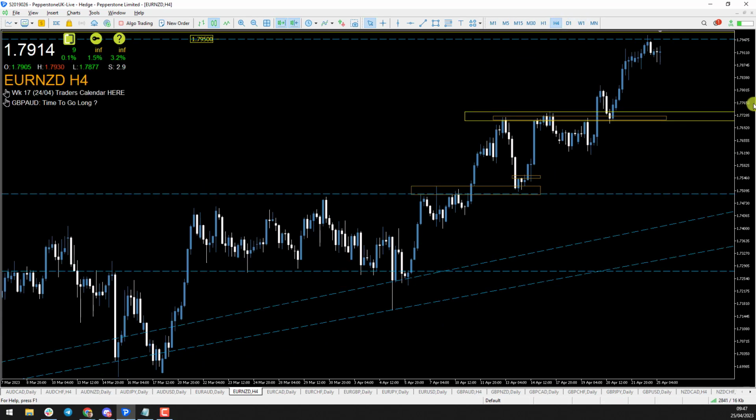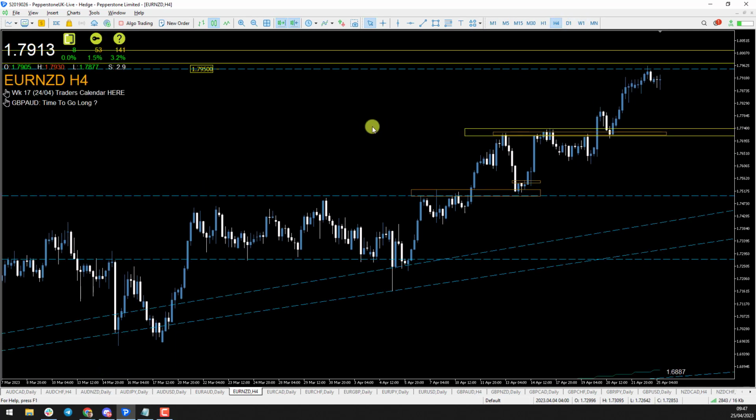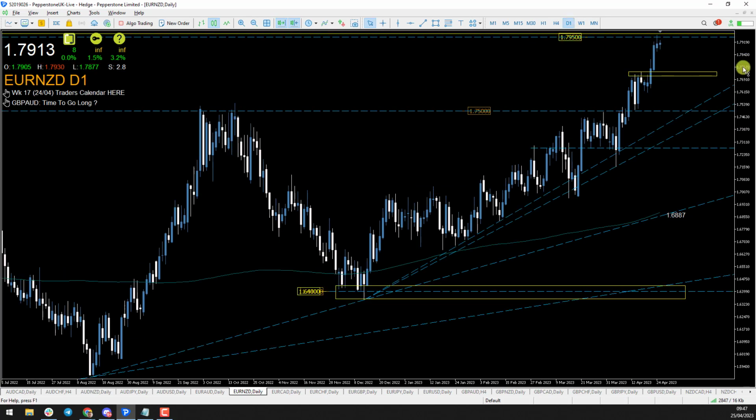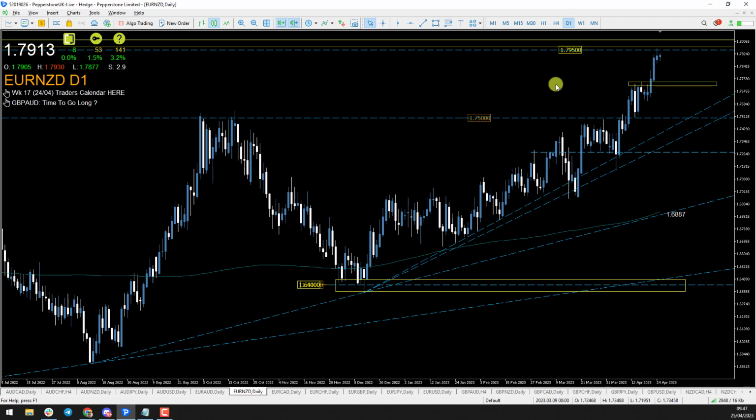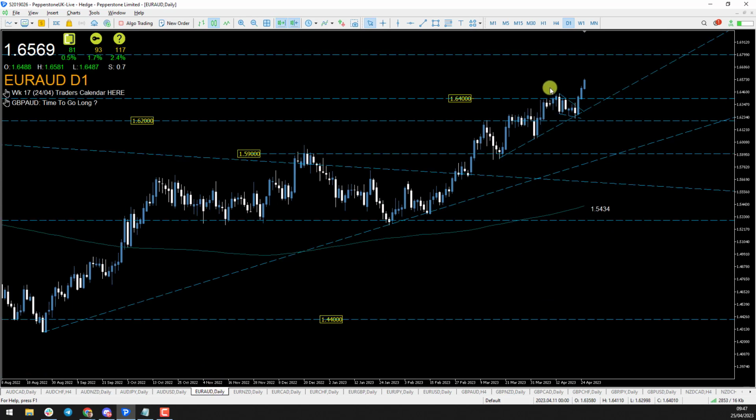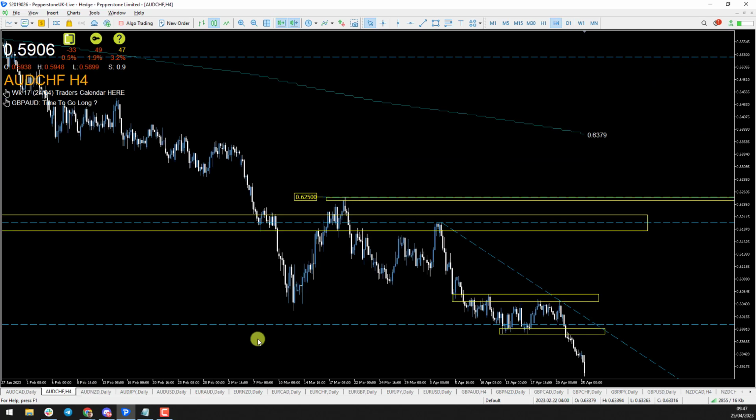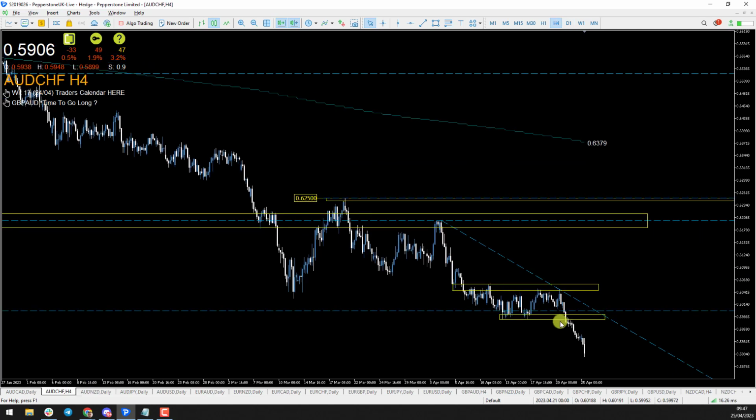But really speaking, Euro Aussie is the one that I like the most from a higher time frame perspective. You've also got to take into consideration the fact that we've got the Australian dollar being fairly weak at the moment, so that's why we're seeing a lot of Aussie pairs featured on the tables. We did talk about Aussie Swiss as well for a pullback, but it hasn't happened.